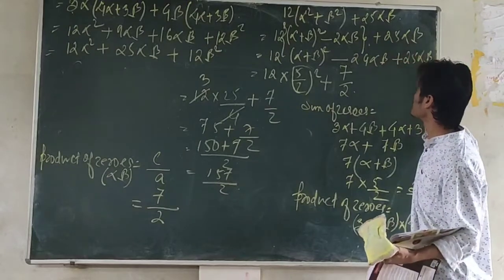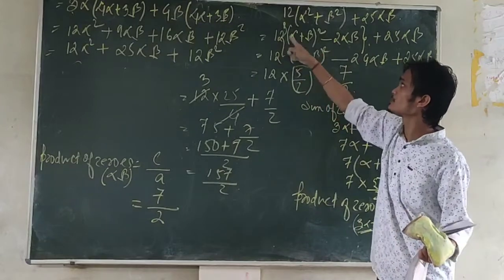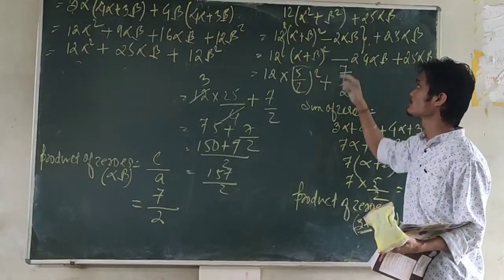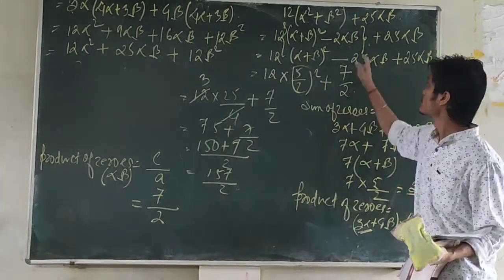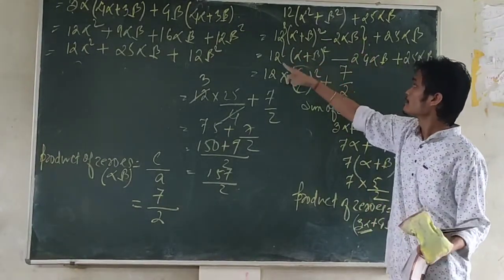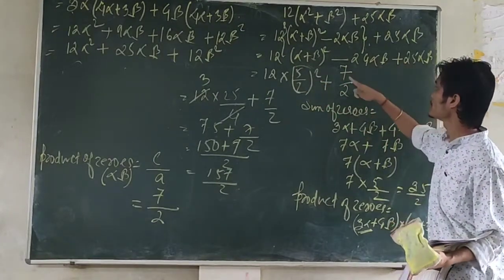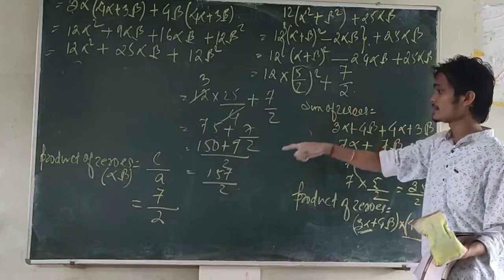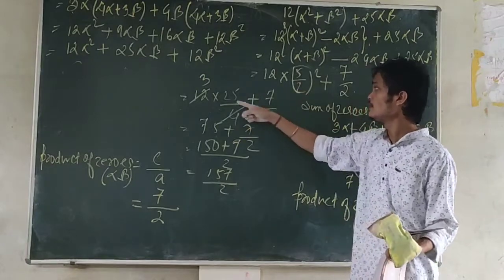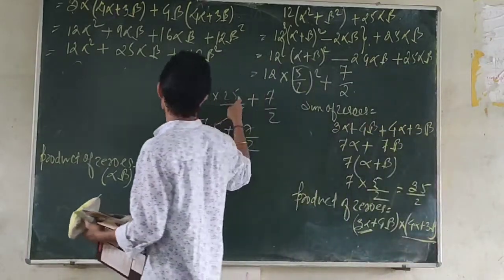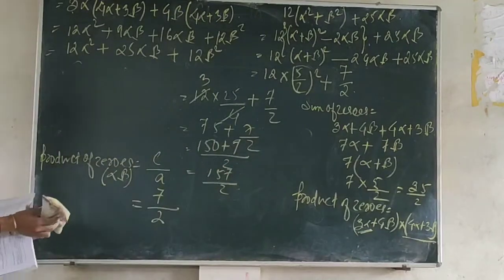So 12(α + β) whole square minus 24αβ plus 25αβ. If you don't give the second bracket, you may multiply 12 only with (α + β) and forget to multiply with the second term, 2αβ, so your sum will be wrong. So remember to give this bracket. Putting the value of α + β, and minus 24αβ plus 25αβ is 1αβ. The αβ value is 7 by 2. Putting this, 5 squared is 25, 2 squared is 4, 4 threes are 12, 3 into 25 is 75, plus 7 by 2, taking LCM, getting 157 by 2.